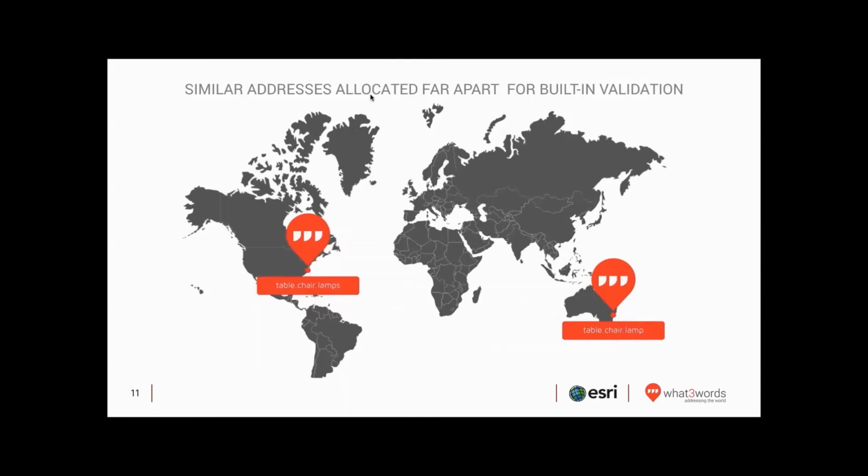Secondly, in the algorithm, we've allocated similar addresses far apart on the globe. So we use singulars and plurals in English. That square table, chair, lamps is on the east coast of the US. There is one called table, chair, lamp, singular, and the algorithm has allocated that to a location on the east coast of Australia. The reason we've done this is it allows us to do error checking and error correction when we are receiving input with 3-word addresses.